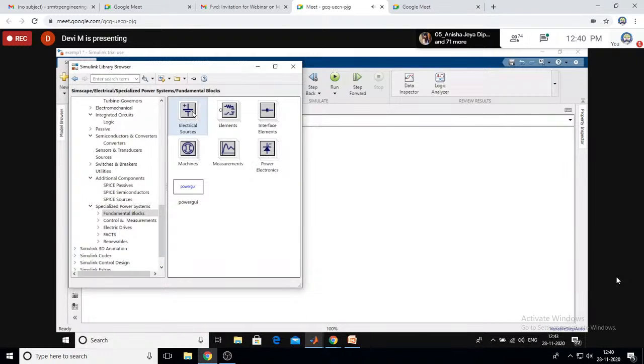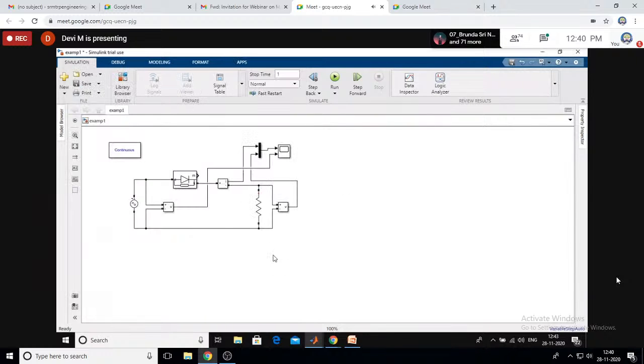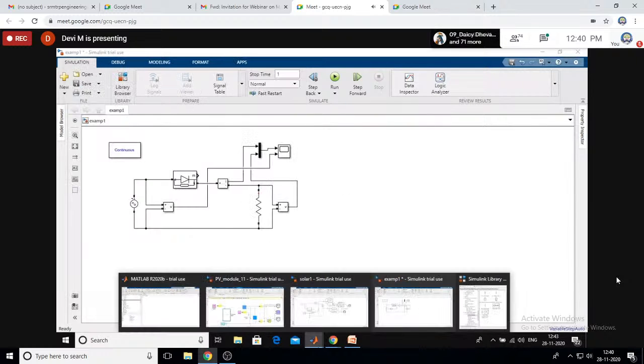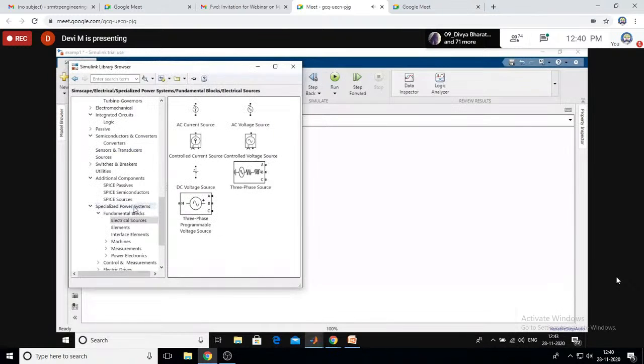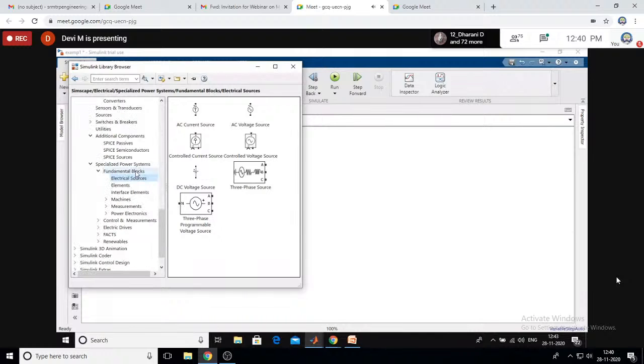So under electrical sources, you will have sources here. From this, just drag this voltage source to your untitled model, and you'll get this voltage source. Again repeating where I have taken all the blocks: go for Simscape, in that Simscape select your power systems, in that select fundamental blocks, and you'll get your sources.